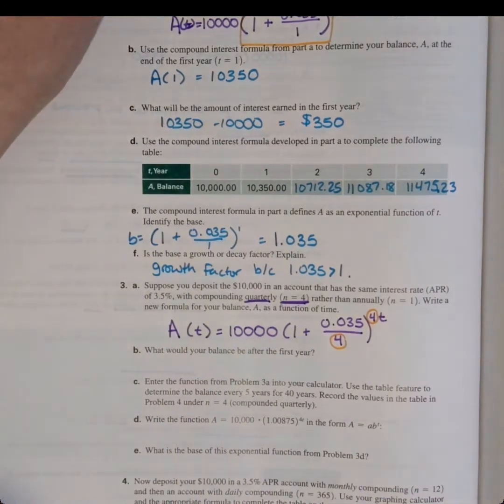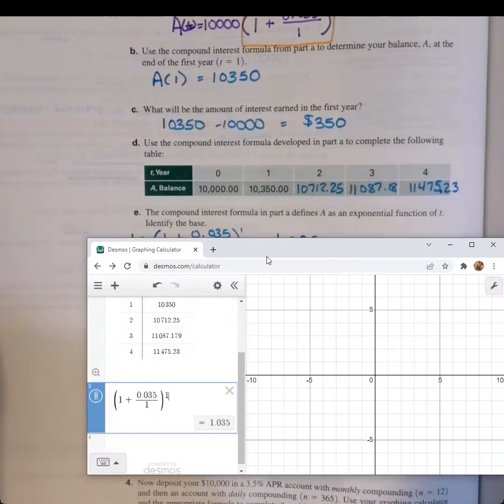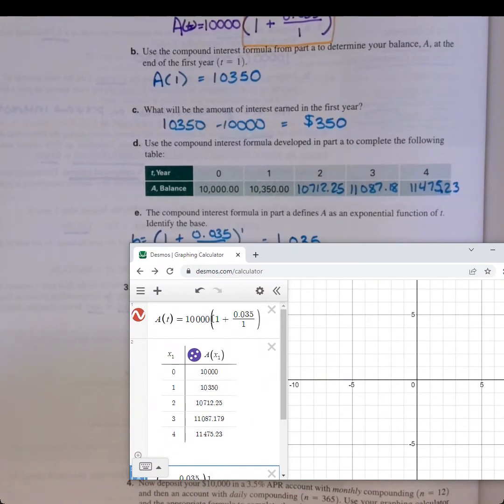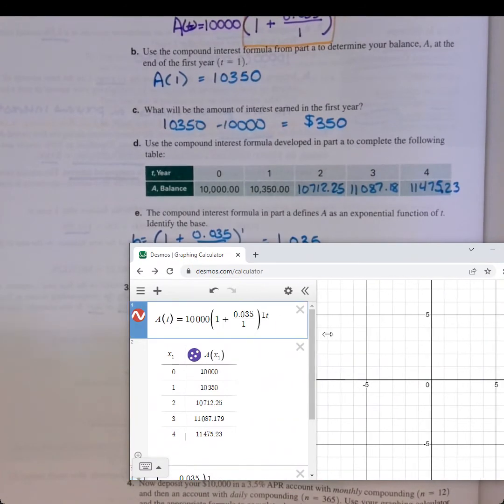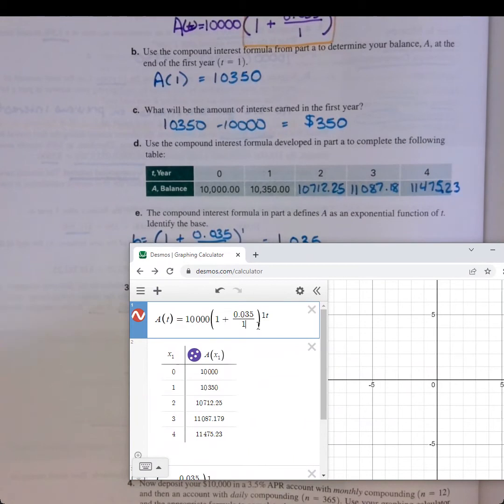Now, what would the balance be after the first year? Okay, so I'm going to go back and change my equation. Let me expand that a little bit and get 2 4s here and here.